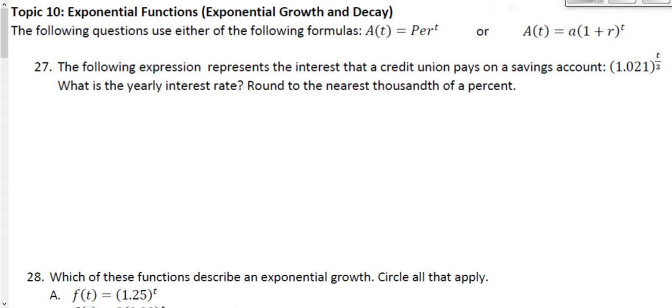In this video, we're going to be talking about topic 10, which is exponential functions, talking about exponential growth and decay. Now, before we start looking at the problems here, I do want to confess to you that we did not really cover exponential growth and decay in class. It will be a topic on the end of your exam. However, the end of your exam is curved in order to allow for misunderstandings about this topic because we didn't get a chance to cover it.